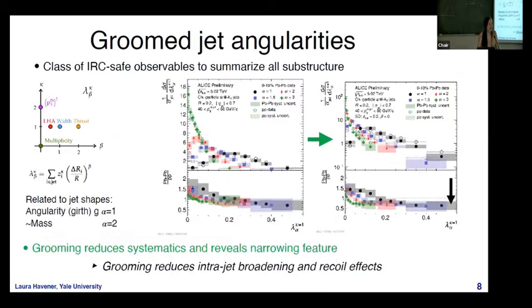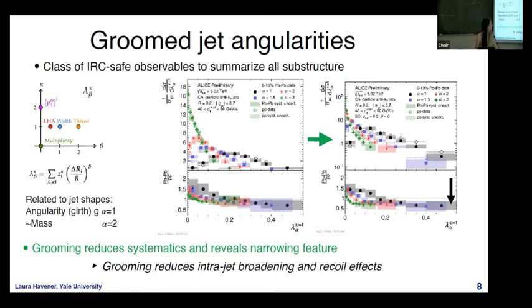Okay, and so I wanted to return back to these ungroomed variables, the jet angularities. A recent measurement from ALICE actually measured these generalized jet angularities, and they measured them both in the ungroomed and the groomed case.